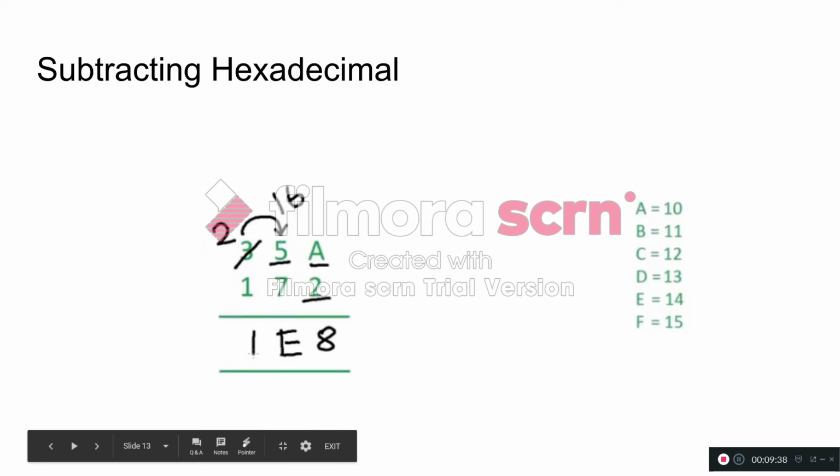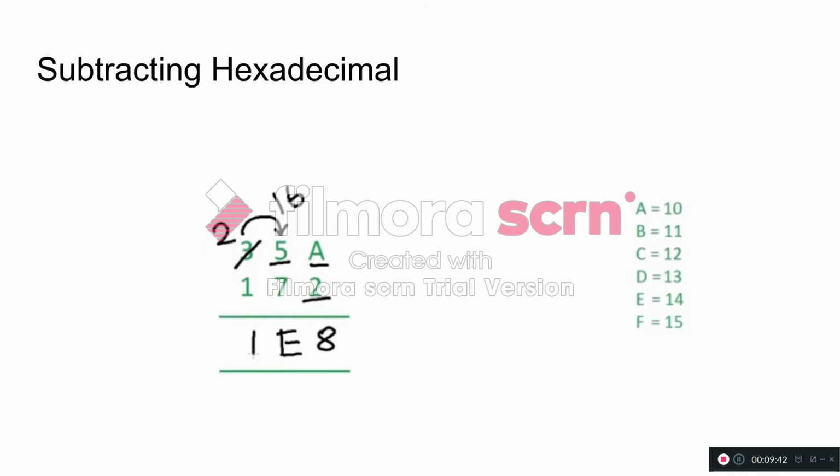Subtracting hexadecimal is even more fun. So we have an A equal to a 10 minus a 2 is an 8. Next we have a 5 minus a 7. We cannot do that, so we borrow from the 3 a 1. That 1 is equal to a 16. On the right side, 16 plus a 5 is a 21 minus 7 is 14, which we get here, and we place as an E. 2 minus 1 is a 1.